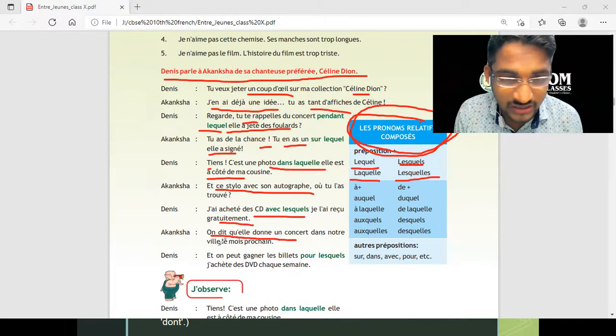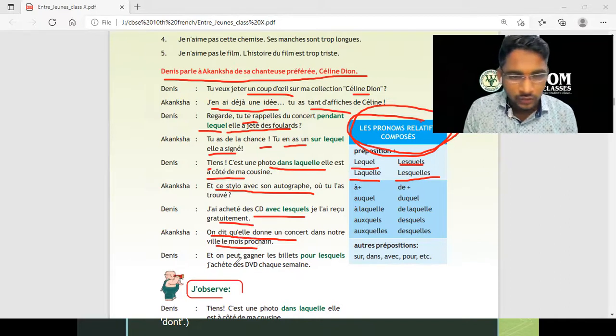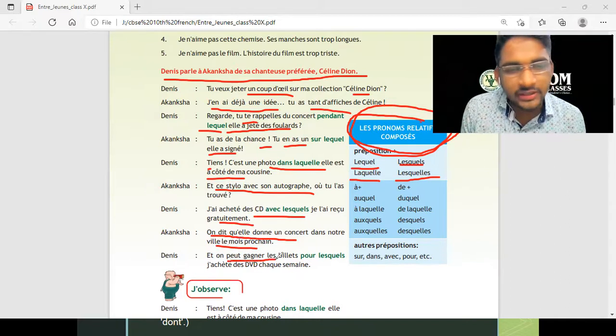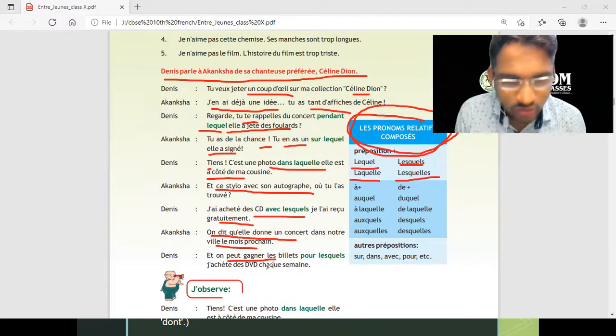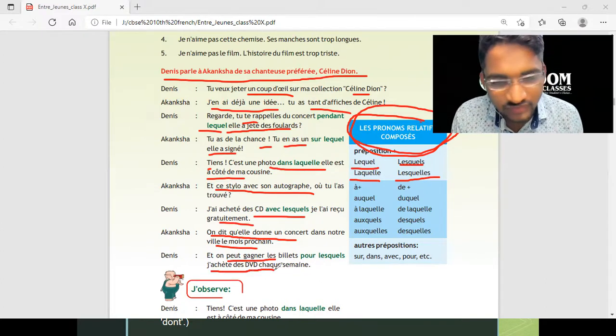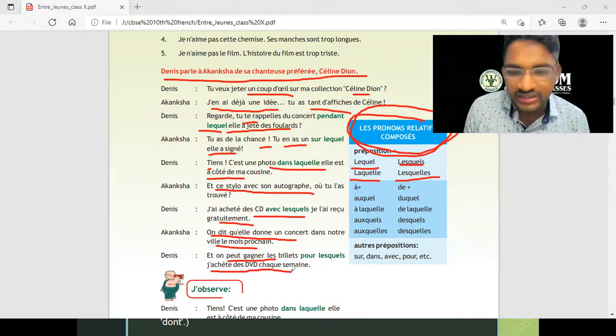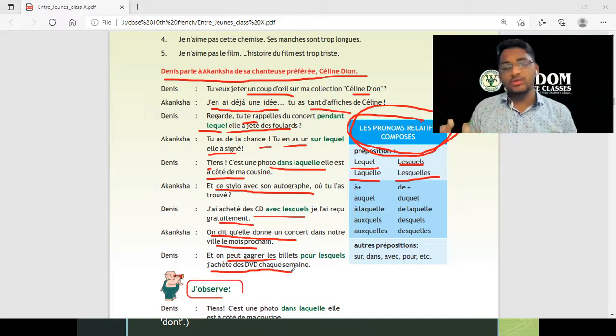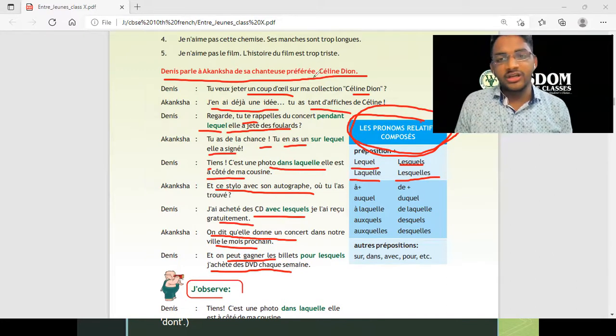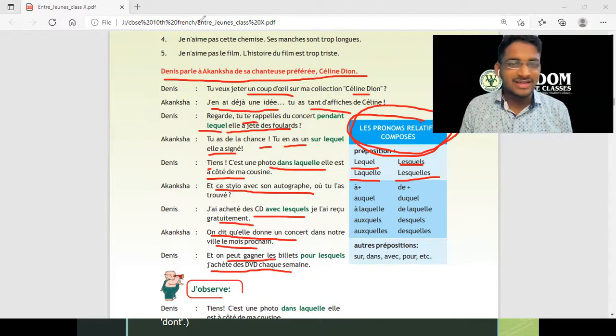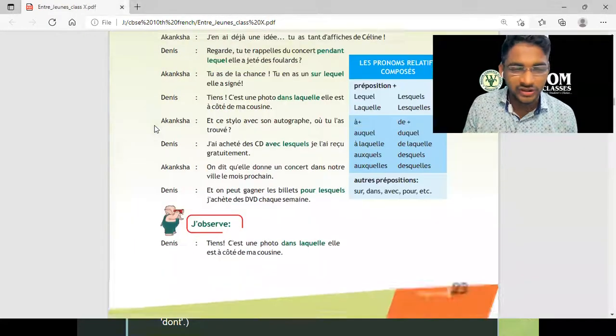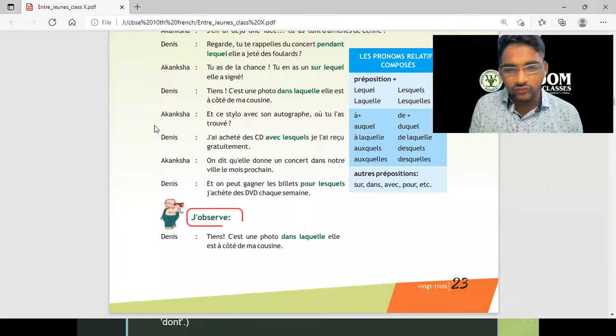Akansha: On dit qu'elle donne un concert, and one says that she's giving a concert in our city next month. Wow. So Dennis says, oh, we can get the tickets for which I am buying DVDs each week. So that is why he's buying DVDs each week so that he can win a free ticket of Celine Dion. That is nice. He's a crazy fan of Celine Dion, isn't it, guys?